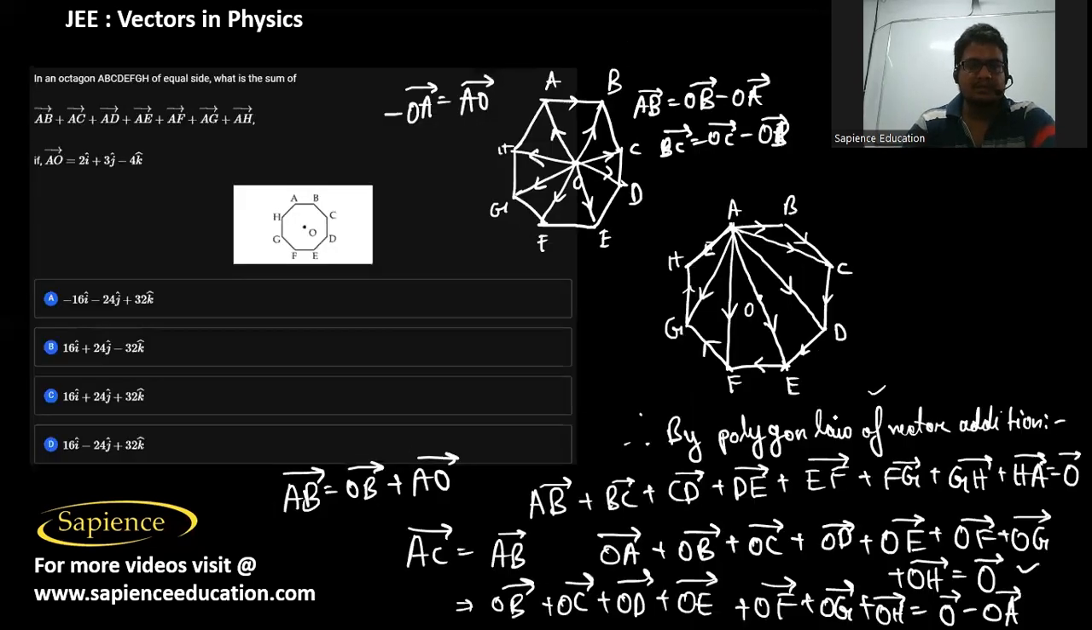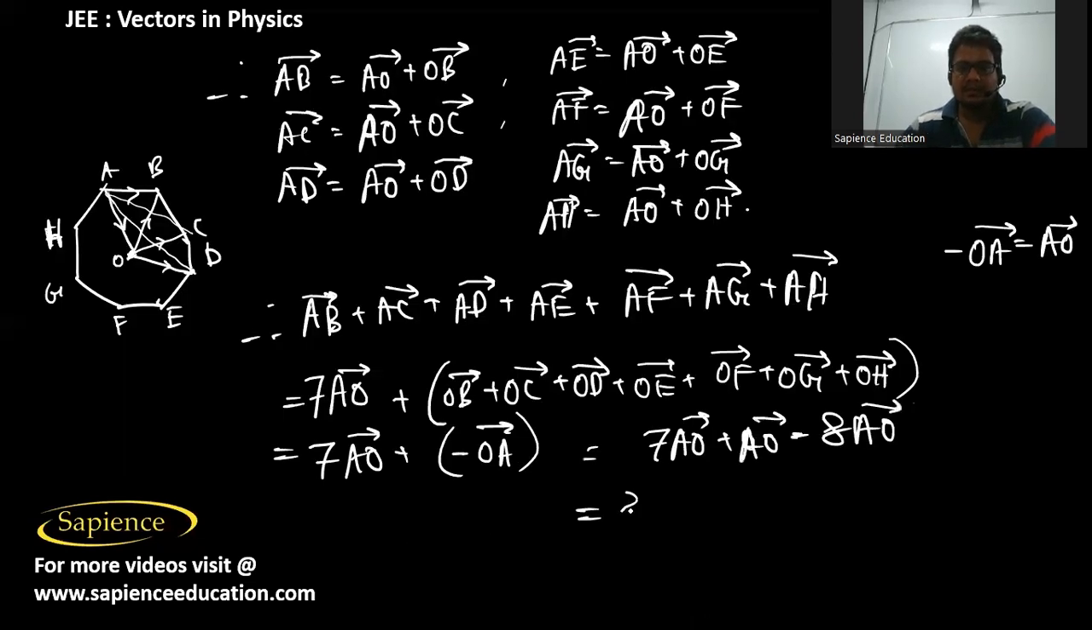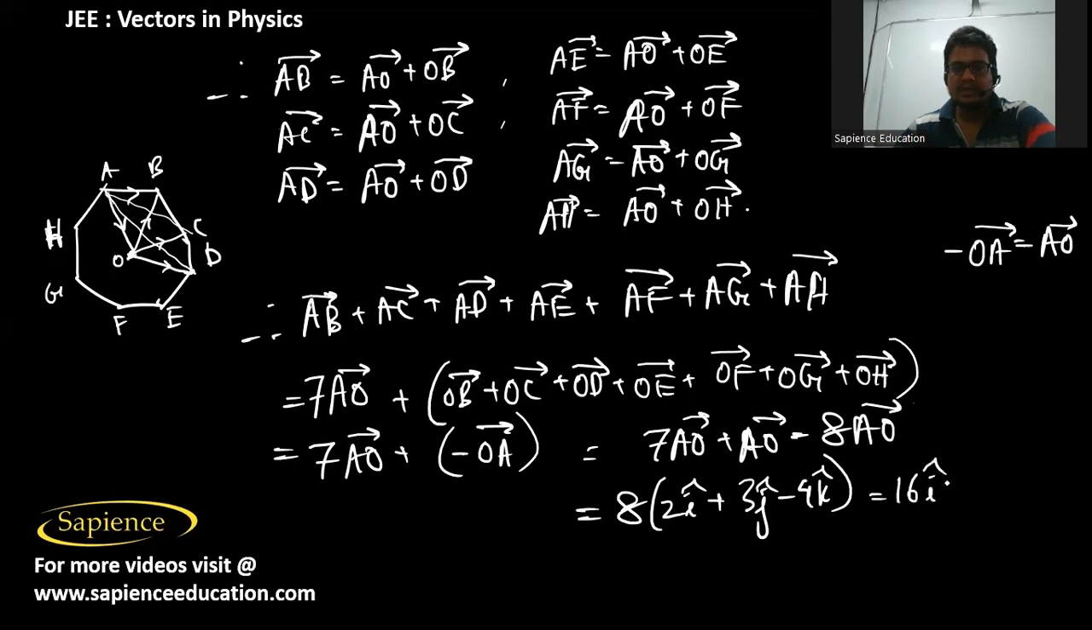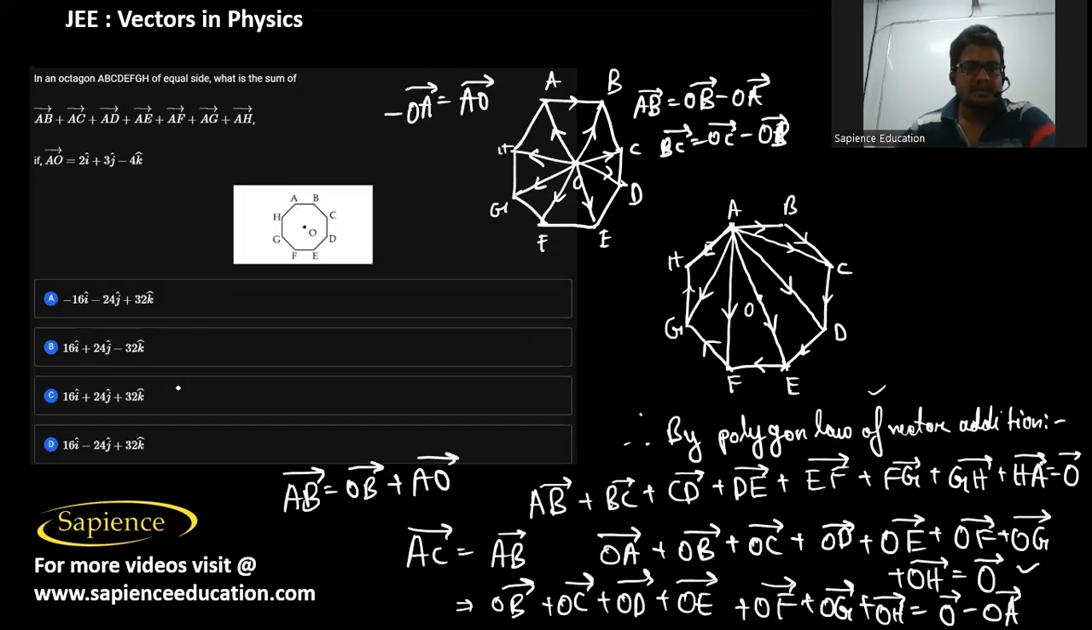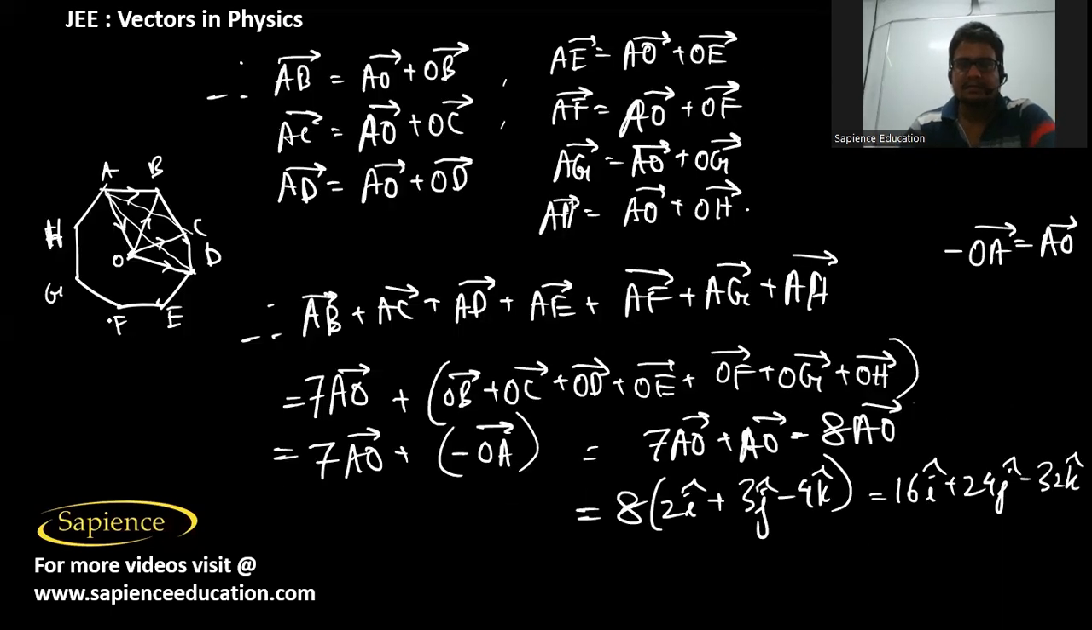Here AO vector is given as 2 i cap plus 3 j cap minus 4 k cap. So this will be 8 times (2 i cap plus 3 j cap minus 4 k cap), which is equal to 16 i cap plus 24 j cap minus 32 k cap. So option B is the correct answer.